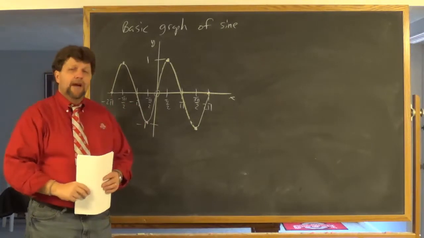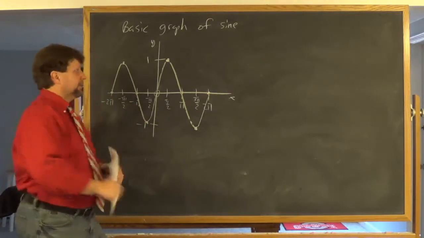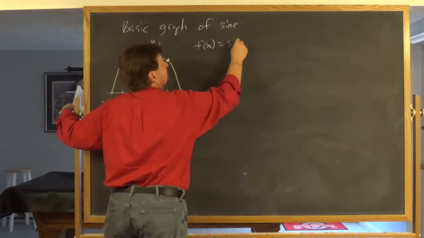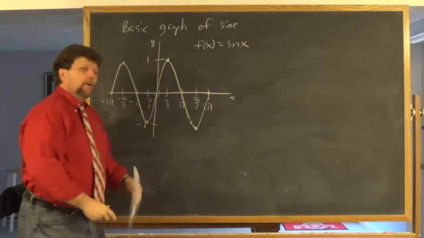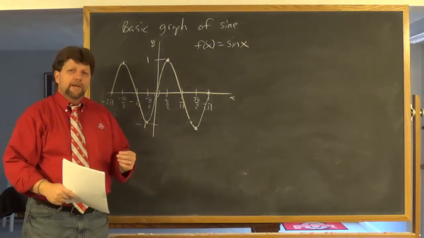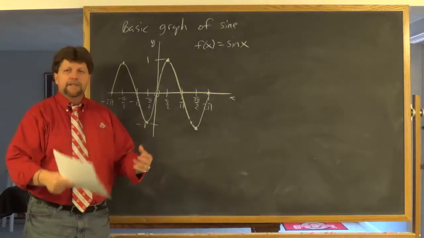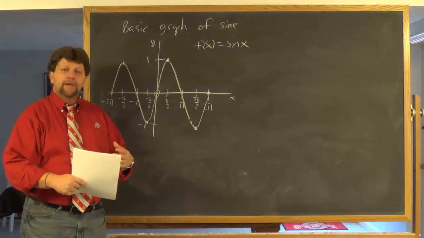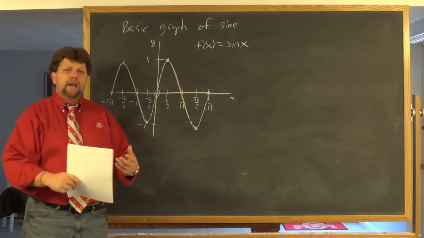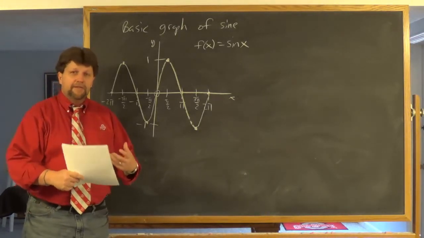This is the basic graph, or the general shape of what the graph of sine would look like. The graph of the function sine x. What I've done here is I've shown the graph of sine x over what's called 2 periods. I could graph it over 3 periods, 4 periods, etc. But this is the graph over 2 periods. And I wanted to get the graph of 2 periods up here to show the repeating behavior, the cyclical nature of the graph of sine.